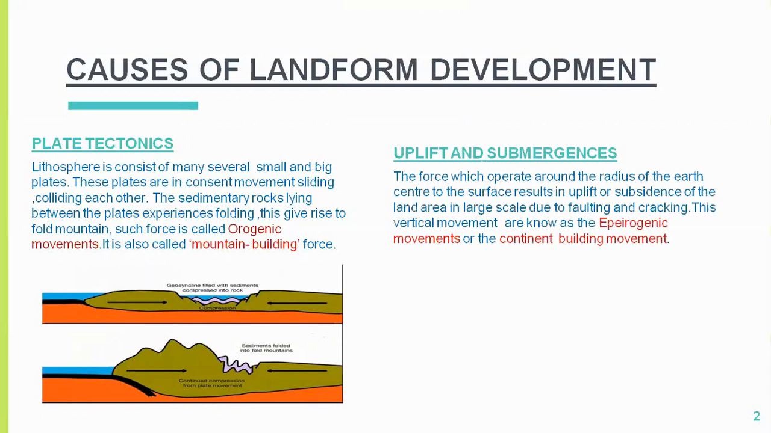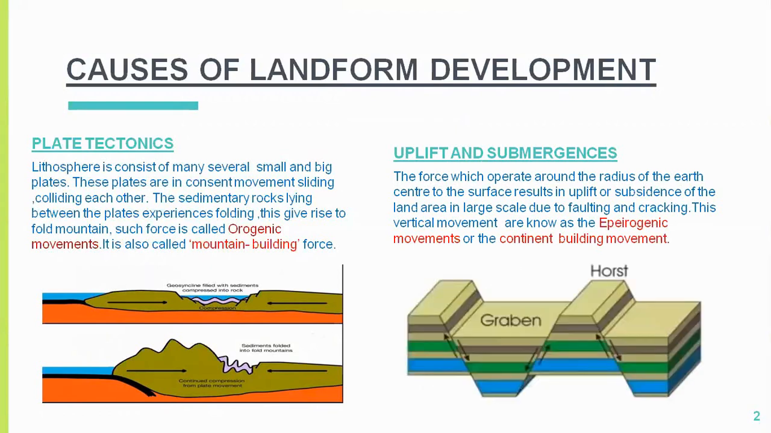The other cause is upliftment and submergence. The forces which operate in and around the radius of the earth and move vertically upward to the surface of the earth are known as epeirogenic movement. Now these epeirogenic movements cause faulting. Like tectonics, the orogenic movements cause folding, whereas upliftment and submergence cause faulting. Due to this faulting, several mountains and plateaus are also built.